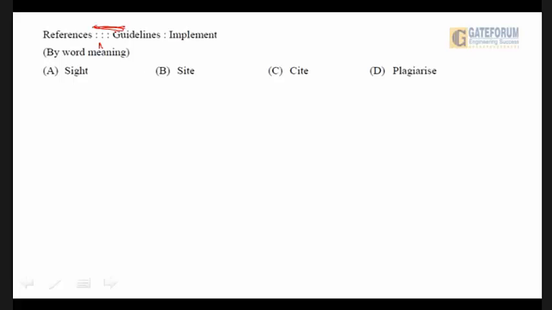Music is plagiarized. You must have heard Anu Malik was quite famous for that, plagiarized music. So something like that. But the correct one would be references is to CITE, site, which is analogous to guidelines which are implemented. So the correct option would be CITE, site.